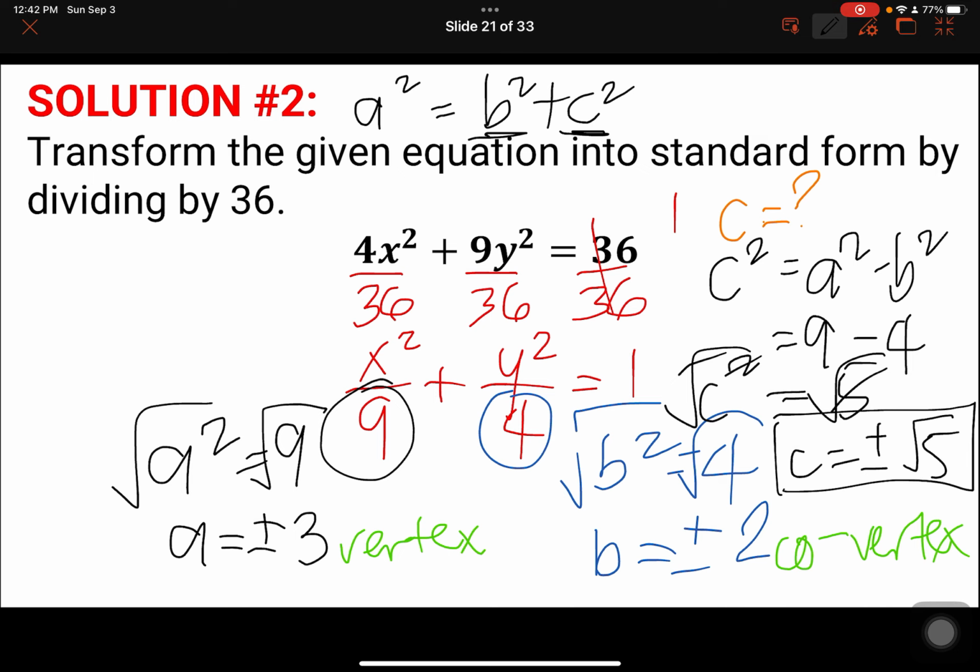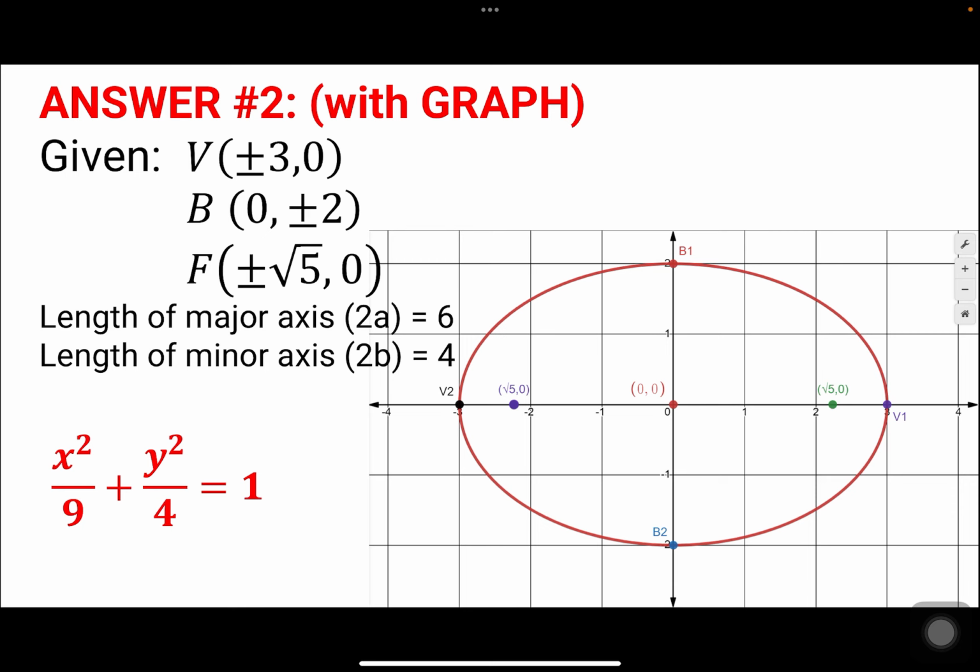Okay? As you can see on our next slide, that is what we found. Then the length of the major axis: our a is 3, so 2 times 3 is 6. The length of the minor axis: our b is 2, so 2 times 2 is 4. Therefore, this will be the graph and the points needed.